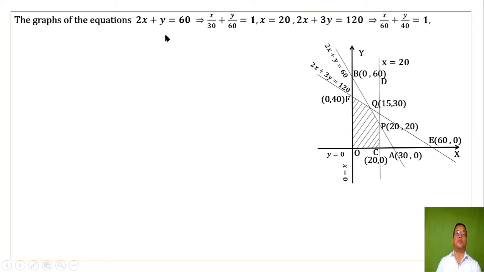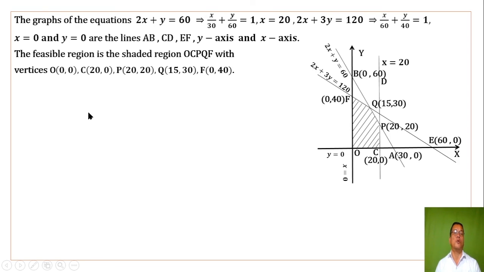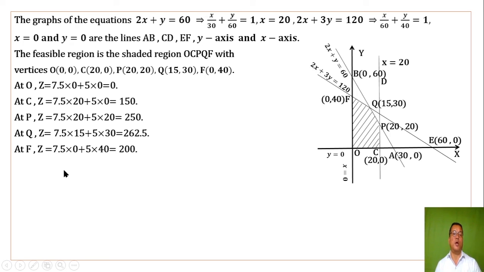The graphs of the equations are the lines A, B, C, D, E, F, y-axis, x-axis respectively, as in the figure. The feasible region is the shaded region C, P, Q, F, O with vertices as shown. At O, the value of Z is 0. At C, the value of Z is 150. At P, the value of Z is 250. At Q, the value of Z is 262.5. At F, the value of Z is 200.